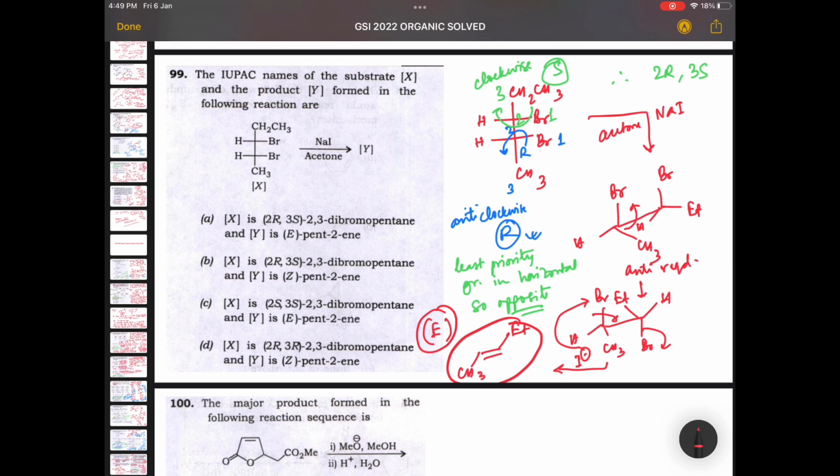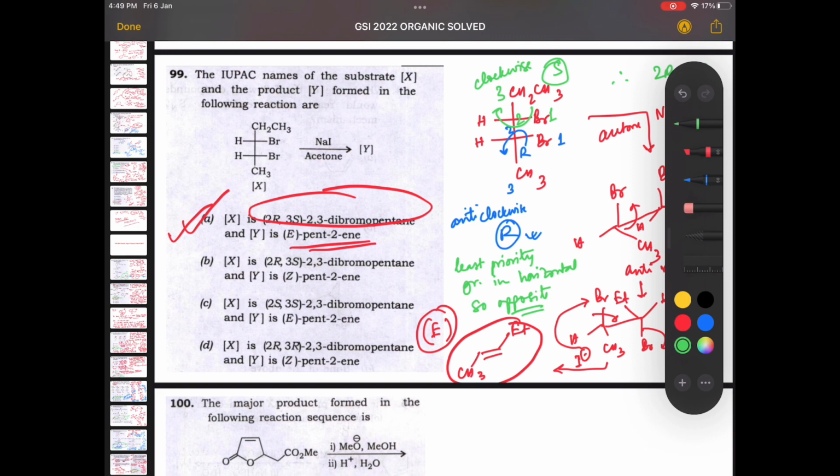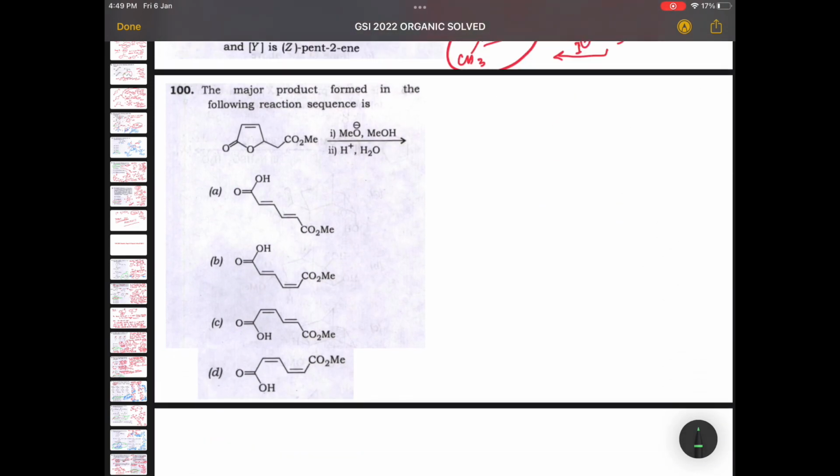So the E alkene is the product that we obtain in this particular reaction. Hence our answer is, I think, A. X is 2R,3S-2,3-dibromopentane and Y is E-pent-2-ene. So option A is the correct option. As you can see, the E alkene is forming. Okay, thank you. Let us go to the next question. This is the last question for this part.